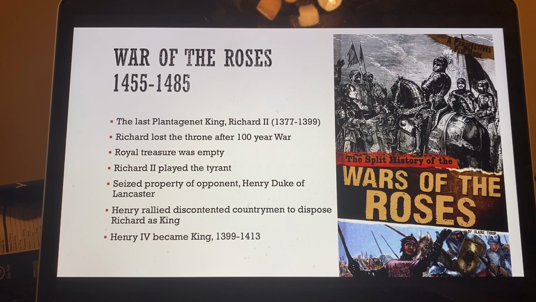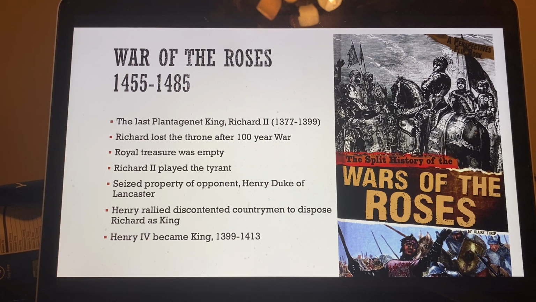But in the midst of all this, there was a split of history in the War of the Roses. The last Plantagenet king, Richard II, 1377 to 1399. Richard lost the throne after the 100-Year War. He was involved in the 100-Year War at that time, and he lost the throne. And now the treasure is empty. After the 100-Year War, England has lost.